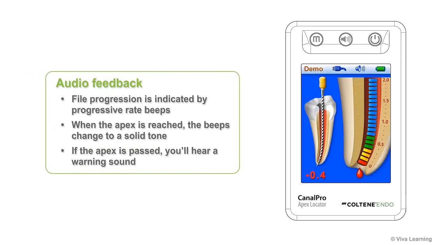In addition to these visual cues, the CanalPro Apex Locator also provides audio feedback of the file progression in the form of progressive rate beeps. When the apex is reached, the beeps change to a solid tone. If the apex is passed, you'll hear a warning sound.